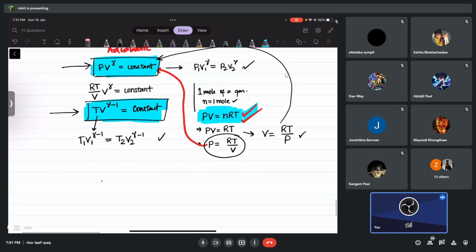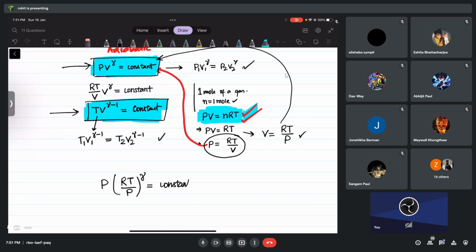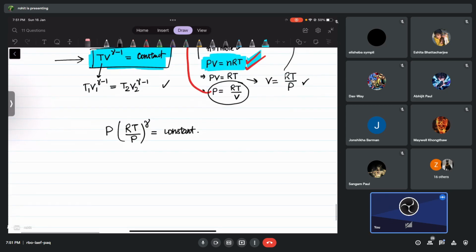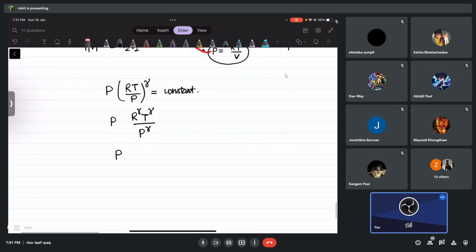So tell me, what do I get? P, waiting. In place of V, I'll write RT by P, but this time to the power gamma, equals a constant. So now tell me, what do I write, guys? P times R gamma T to the power gamma by P to the power gamma. So this is going to look like how, guys? P to the power 1 minus gamma.